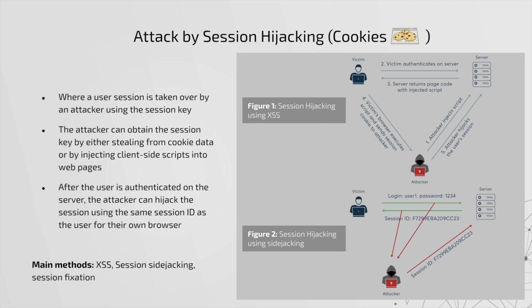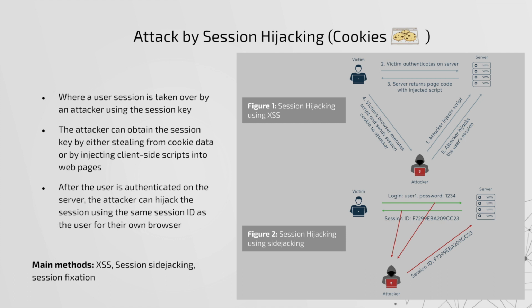So going over other methods to obtain the session cookies, cookies can be obtained through XSS, which is when an attacker injects client-side scripts into web pages. The script runs when the page is loaded and accesses your session ID. And we can see this in figure 1. The attacker injects a script, that's step 1. Victim authenticates on server. Server returns page code with injected script. Victim's browser executes the script and sends the session cookie to the attacker. So this is one of the main ones.